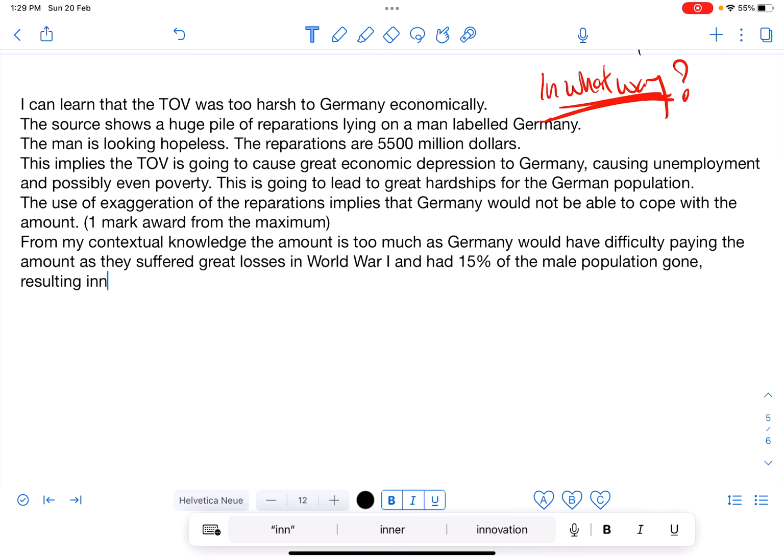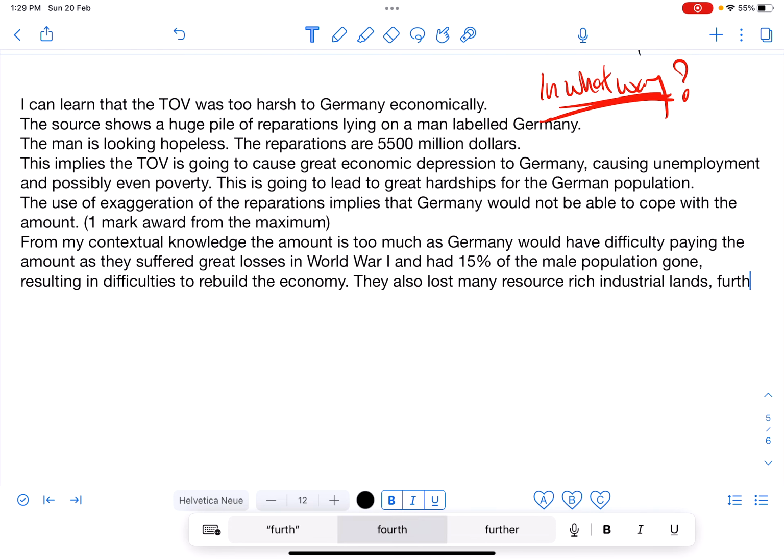Resulting in difficulties to rebuild the economy. Okay, what else do you know from this contextual knowledge? I also know that they lost many resource-rich industrial lands, further impacting their ability to pay the reparations. That's it. So can you see here, my whole paragraph flows. There's a flow.